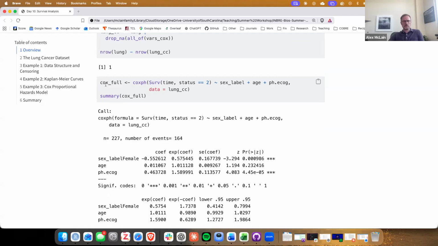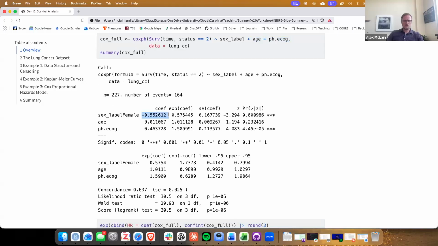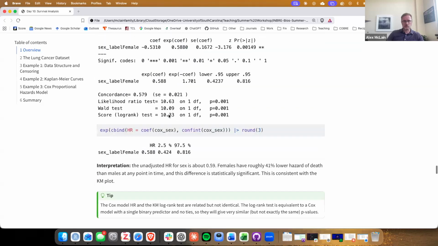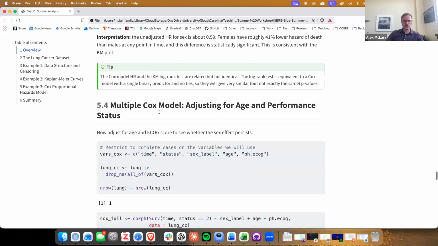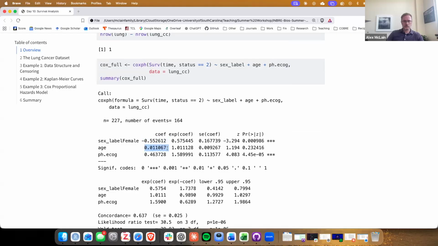How we run the Cox model here is similar to what we had before. We're just adding age and this ph.ecog to our code, and again, the output is very similar. We have the sample size and the number of events. The coefficient for sex is very similar to what we had before. Before we had negative 0.53. Here we have negative 0.55, so it did not change much. Age, the coefficient is positive, not statistically significant. The ph.ecog coefficient is positive, and it is statistically significant.